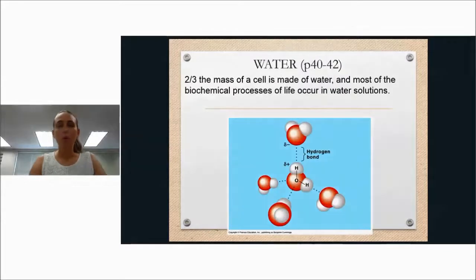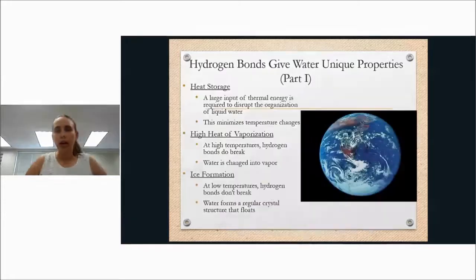I'm Miss Urban. Water is 2/3 the mass of your cell, and most of the biochemical processes of life occur in water solutions. This drawing right here is what we talked about last time with hydrogen bonds. You see the dots between the water molecules are hydrogen bonds, and again you can see the partially negative sign by the oxygen molecule and the partially positive sign by the hydrogen molecule. Hydrogen bonds give water unique properties, and the next two slides are going to talk about what those properties are.